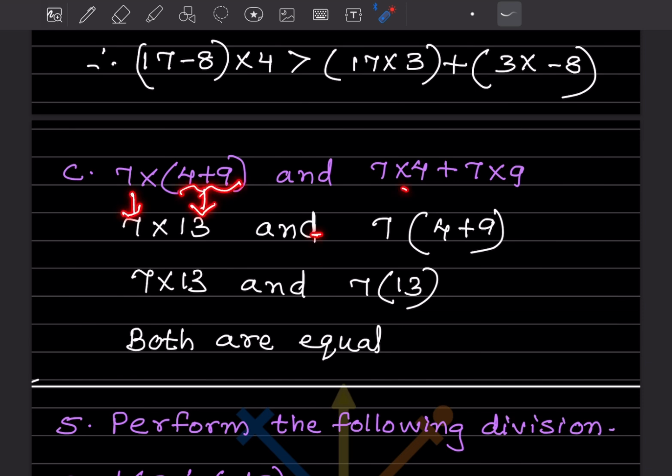Now here 77 is here and this will be 13. And again from these two parts we can take 7 common, so remaining is 4 plus 9. So this we will keep as it is, 7 into 13. So what we can see, 7 into 13 and this 7 into 13 are both equal.